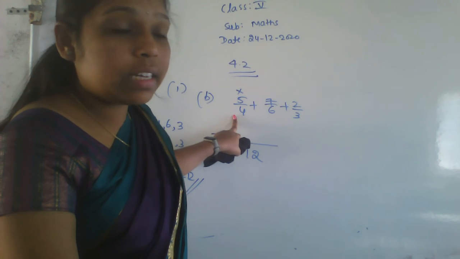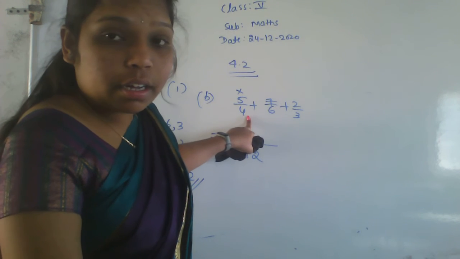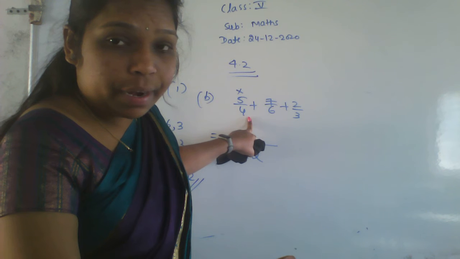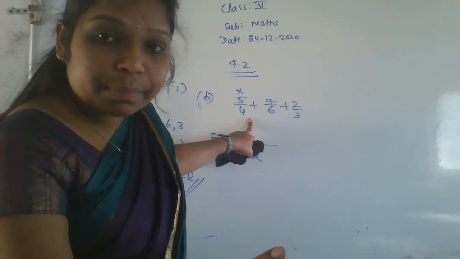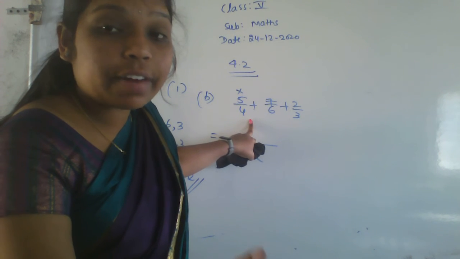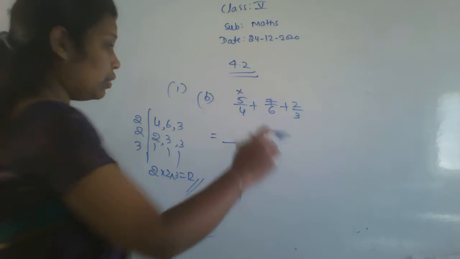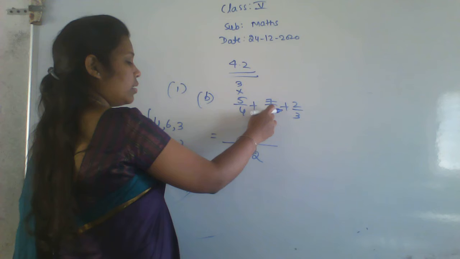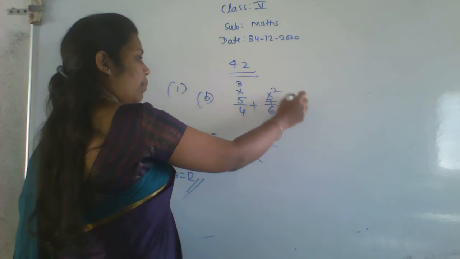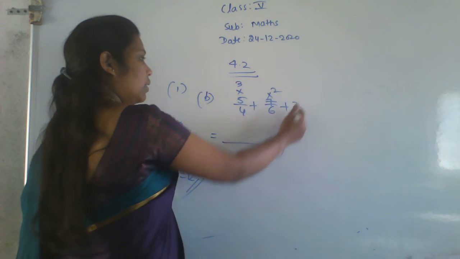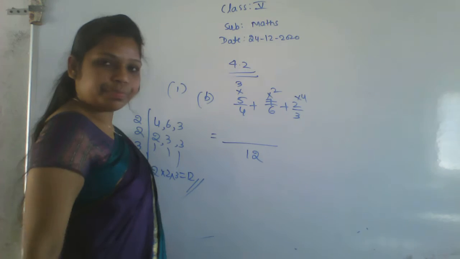Because we want an equal fraction. So here multiply 5 also by 3. That is 15. And next here 6, 6 2s are 12. Next 3 4s are 12.